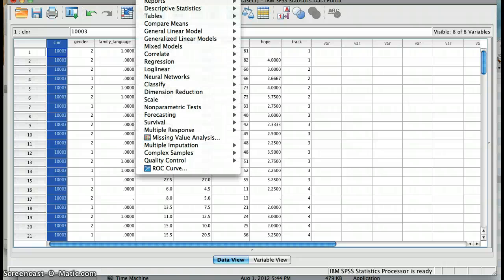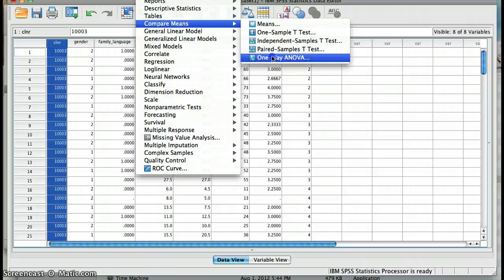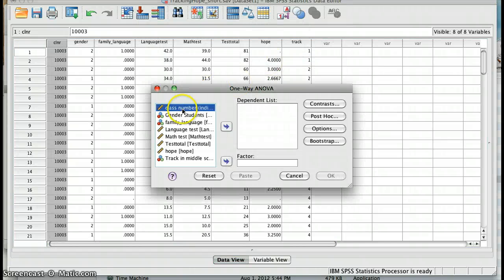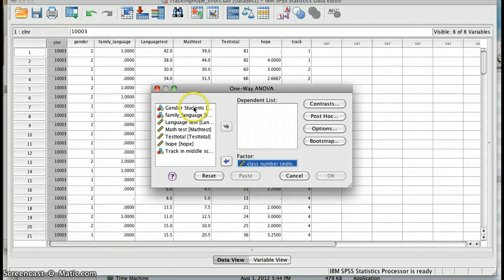So we're going to analyze, compare means, one-way ANOVA. The class number is our factor. Click that over. And then we're interested in the language test as our dependent variable. And language test, because it's on the interval scale, we can use a one-way ANOVA. We can compare means.